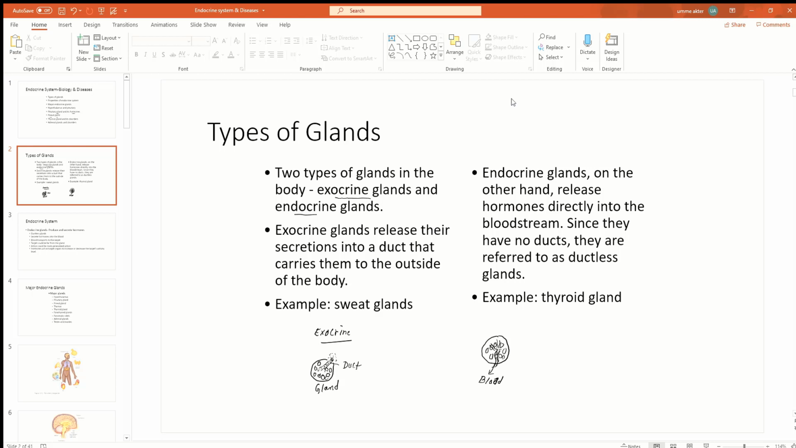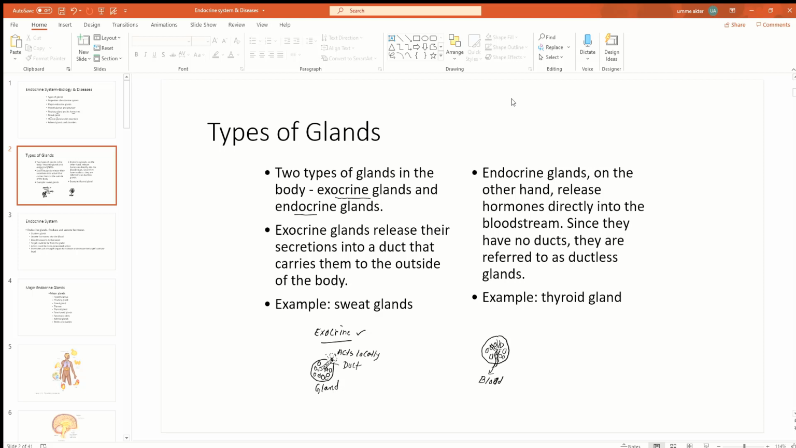So the difference again, in case of exocrine, glands have ducts or tubes inside, and the chemical is secreted directly into the ducts, and small ducts drain the chemical into the larger duct, and the larger duct takes the chemical to the outside. So the chemical is released just outside of the gland and acts locally just outside of the gland.